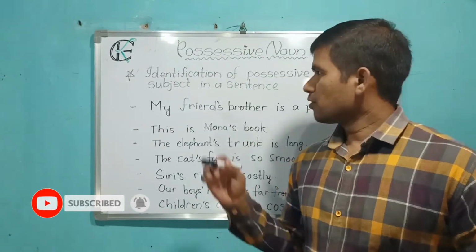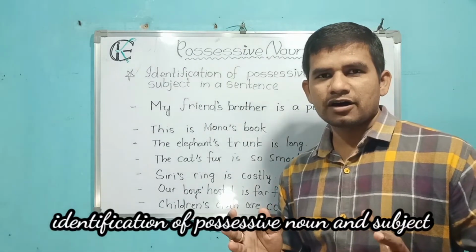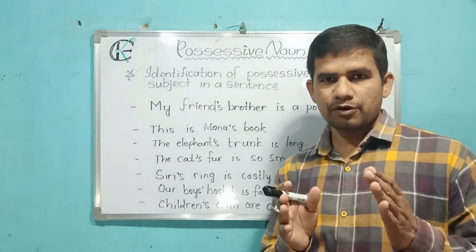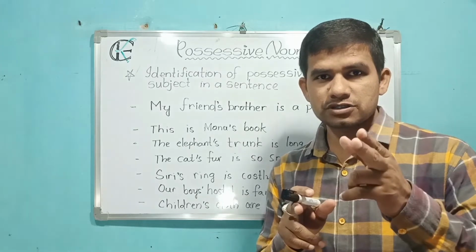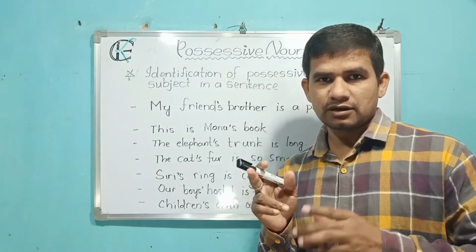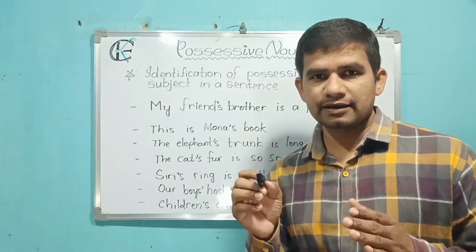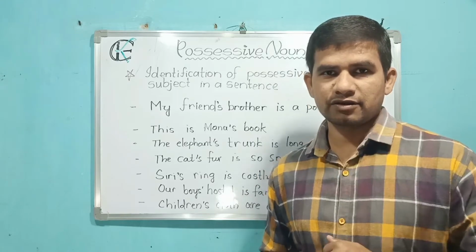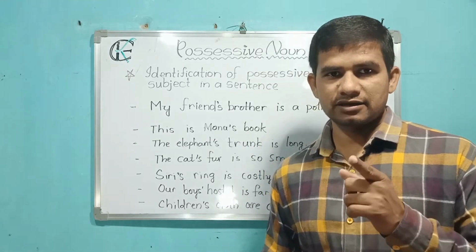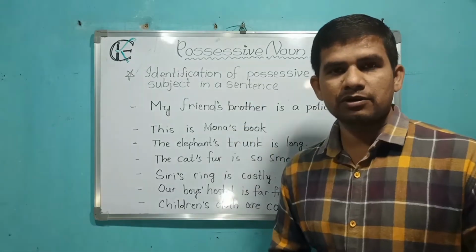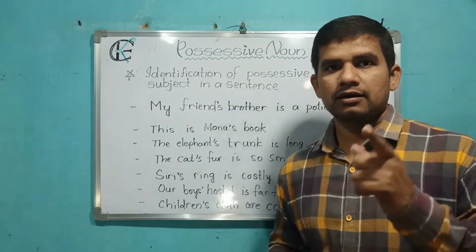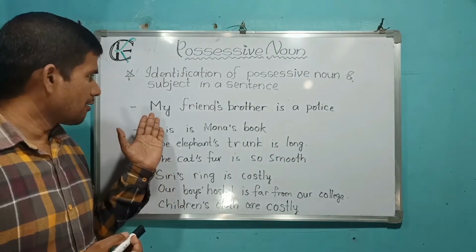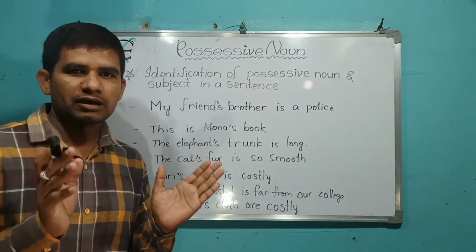See friend, the most important thing is the identification of a possessive noun and the subject. In possessive nouns, the important part is the difference between the possessor and the subject. Because while we are writing a sentence, we get confused about what our subject is. If you are unable to identify the subject, then you can't write the sentence. So we have to know the difference between the possessive noun and the subject. Let's see some examples. Through these examples, you will get a clear idea.